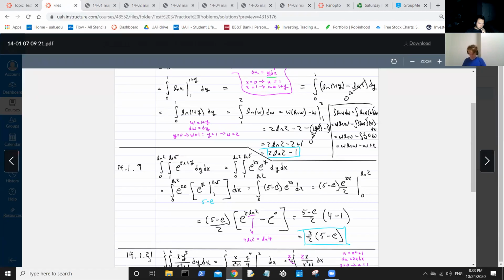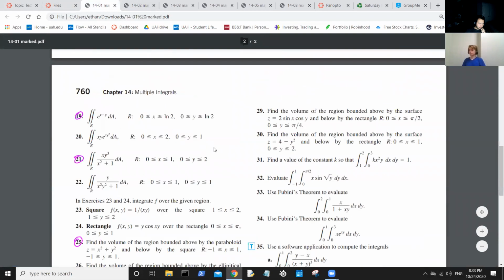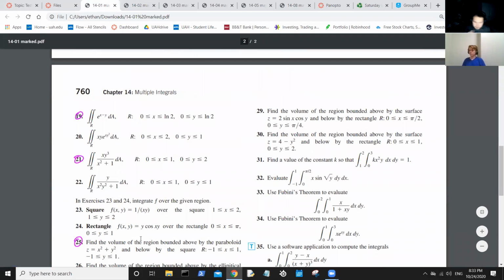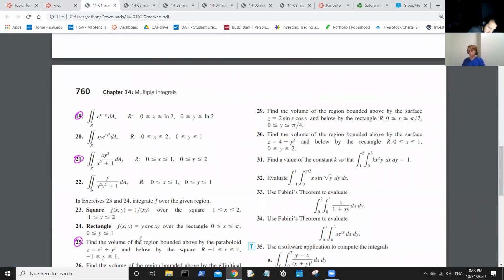All right, and then the last one is that 21? Let's go down and look at it. Yeah, it's the same one. All right then. 21 is by an area.